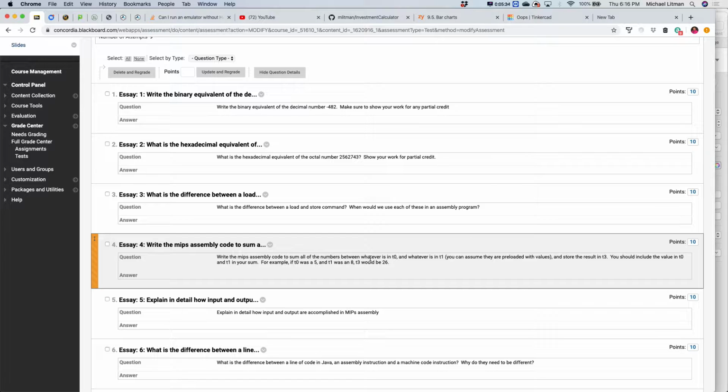So, kind of like the loop thing we did for homework, where you go through and you just keep jumping back up until you finally finish your count, summing everything up inside of one register. And where did I say to put it? In T3? Put it in T3 at the end.